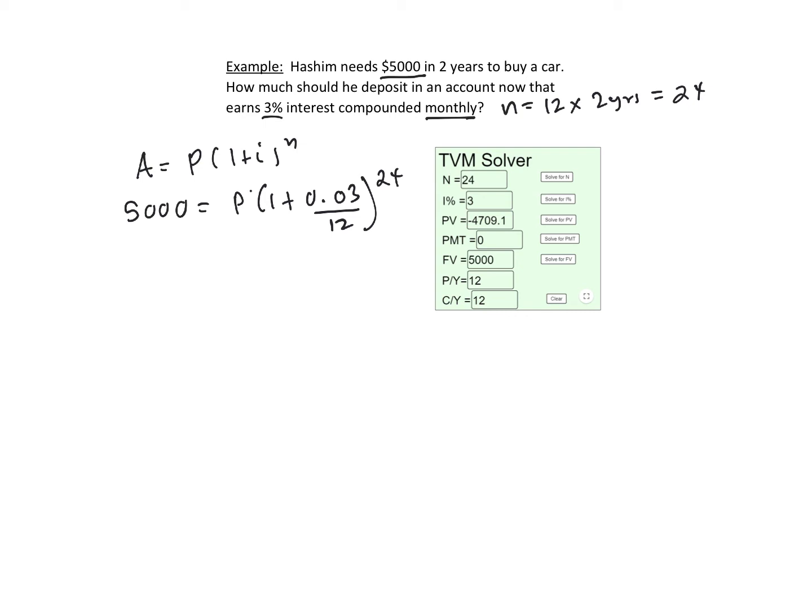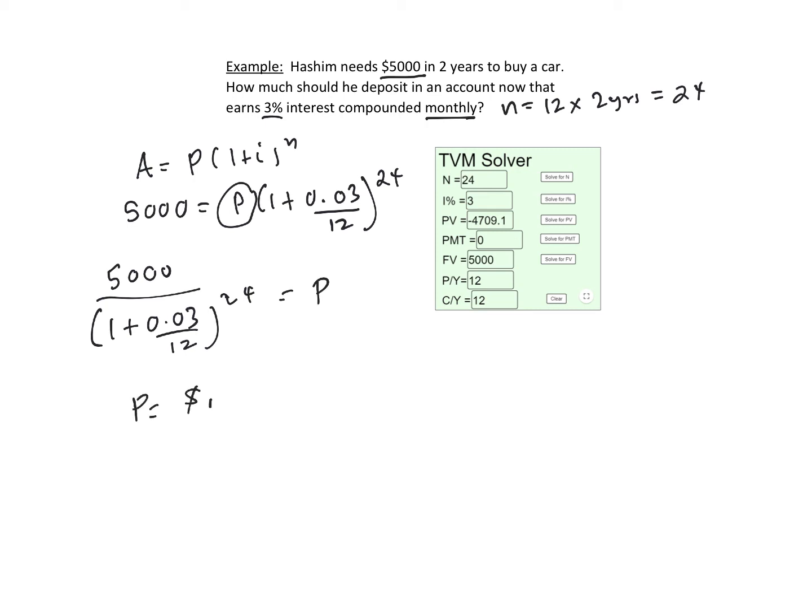And so if we want to solve for P, we're going to take the 5,000 and divide by this bracket to find the starting amount, or P. And if we type that into the calculator, we'll end up with approximately 4709 and some change.